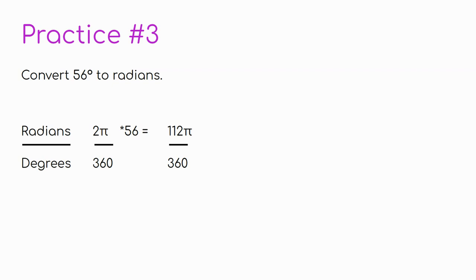Find our greatest common factor. I believe our greatest common factor is 8. So 112 divided by 8 is 14. 360 divided by 8 is 45. So I got 56 degrees equals 14 pi over 45 radians.